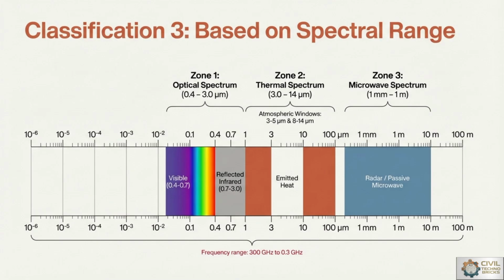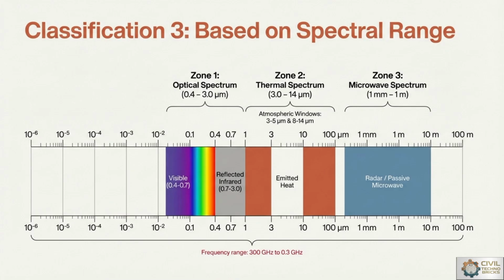Third classification is based on the spectral range. That spectral range is divided basically into zones, or we can say the light which is visible to the naked eye, that is the visible light only, but the other waves are the reflected infrared, X-rays, gamma rays, ultraviolet rays, microwaves, and many more thermal waves also.